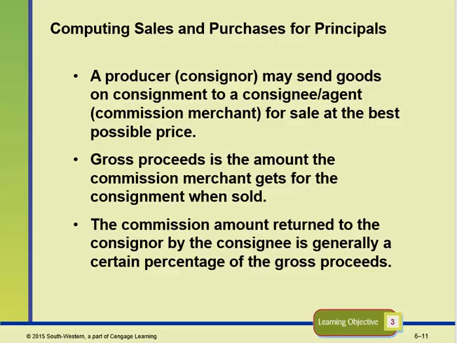Let's take a look at this final example. Sometimes sales happen through an agent instead of directly. A producer called the consignor sends goods to a commission merchant or consignee who sells them for the best price they can get. The total money brought in is called the gross proceeds. From that, the agent takes their commission, which is usually just a set percentage, and sends the rest back to the consignor.